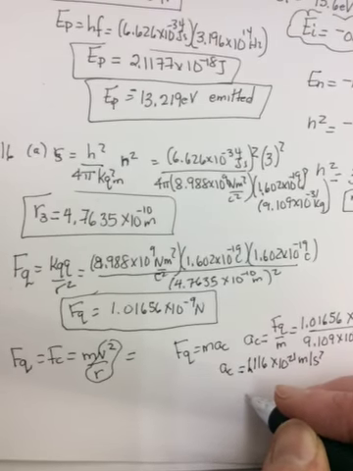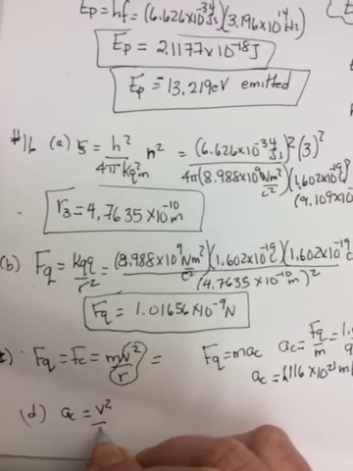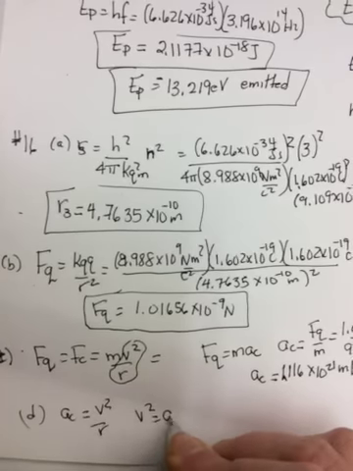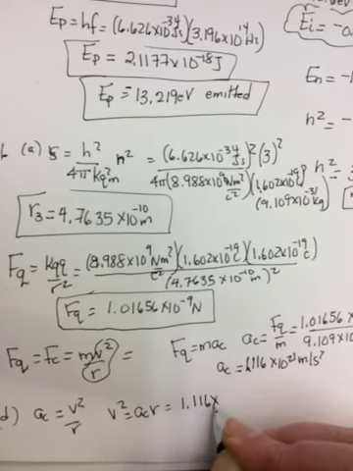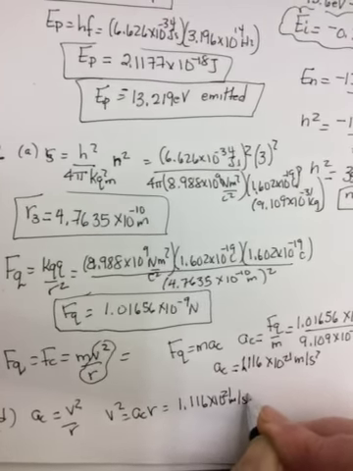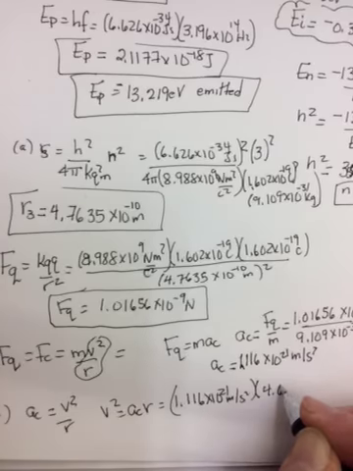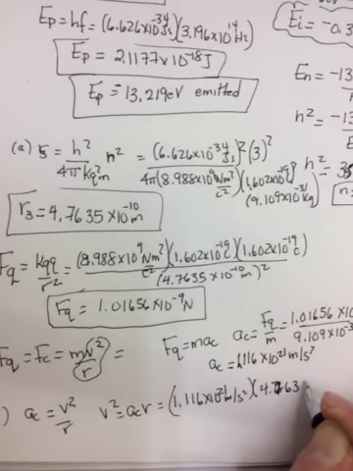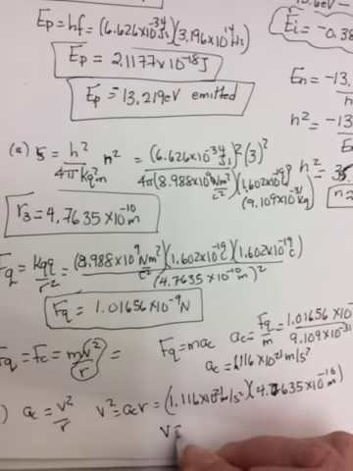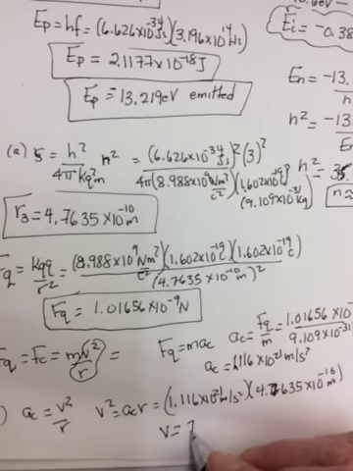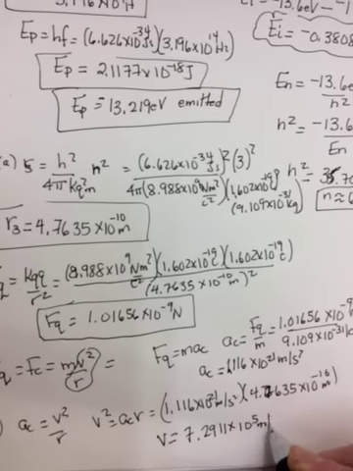And then the next part wants to know the orbital speed. So we know centripetal acceleration is equal to v squared over r. So v squared is just going to equal the centripetal acceleration times r. So that 1.116 times 10 to the 21 meters per second squared multiplied by the r we found earlier, 4.7635 times 10 to the negative 10 meters. And remember, that's v squared. You then have to take the square root. And when you do, you get 7.2911 times 10 to the 5th meters per second.